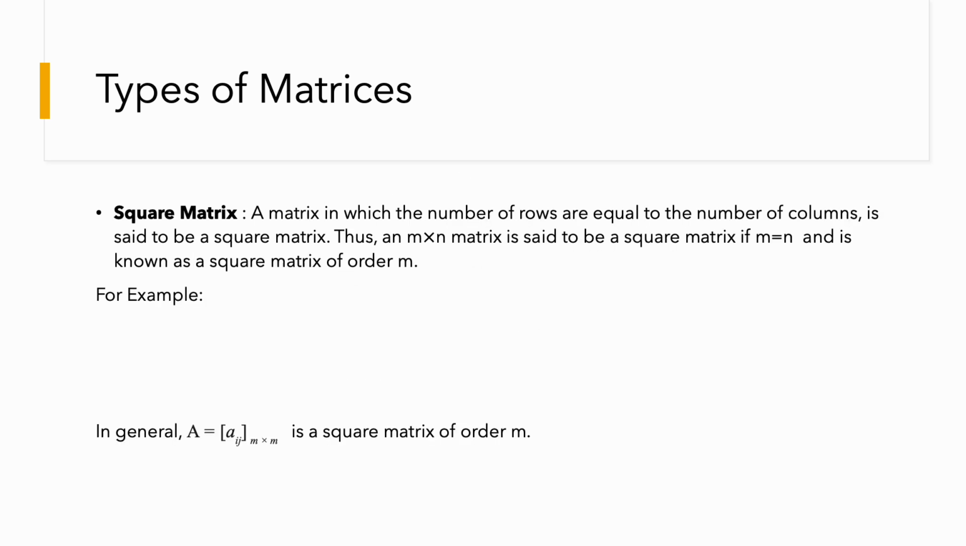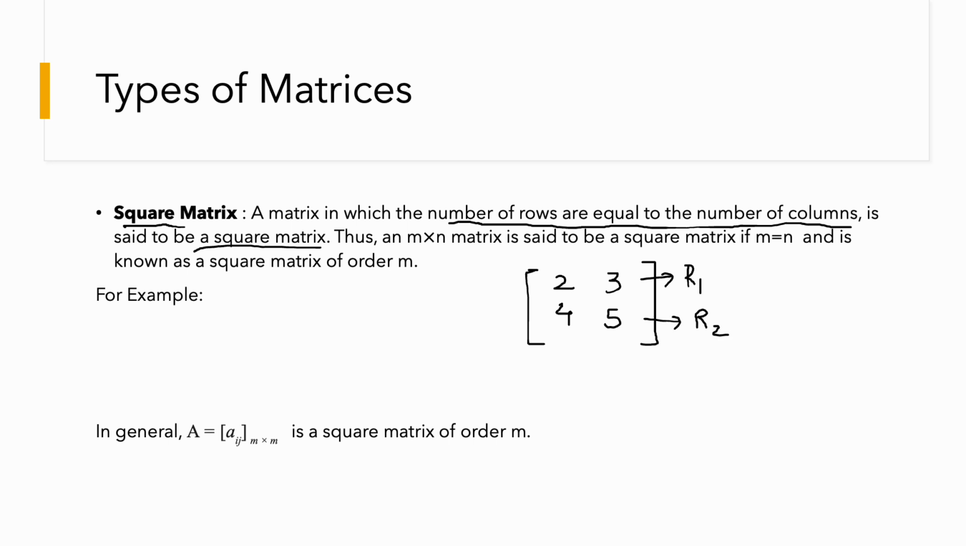Next is the square matrix. Any matrix in which the number of rows is equal to the number of columns is said to be a square matrix. So let me give you an example. Suppose I am writing 2, 3, 4, 5. So here we have two rows R1 and R2, and we have two columns C1 and C2. So two rows, two columns. So this is going to be a square matrix, right? Like this, I can give you another example as well.